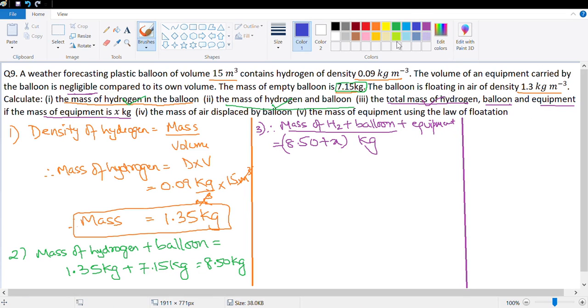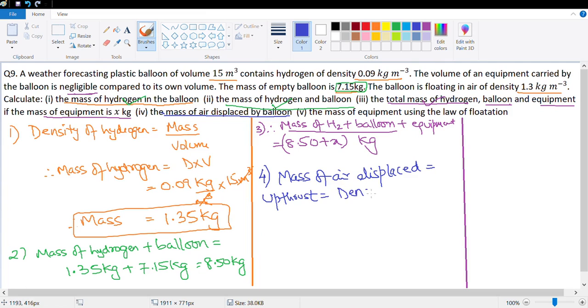Let's look at part 4. Part 4 says the mass of air displaced by the balloon. So the volume of air displaced by the balloon is 15 meter cube. We need to find the mass of air displaced. So mass of air displaced would be equal to upthrust, and the formula would be density of air into volume. Exactly the same formula, mass is equal to density into volume. In this case, density of air. The density of air is given as 1.3 kg per meter cube, and the total volume of this substance is 15 kg.